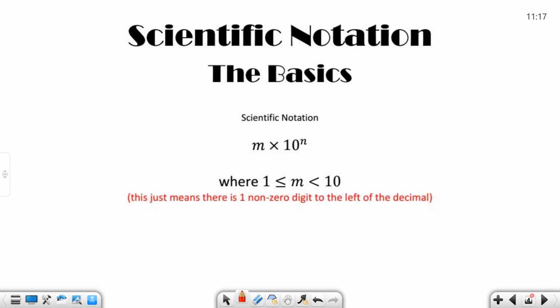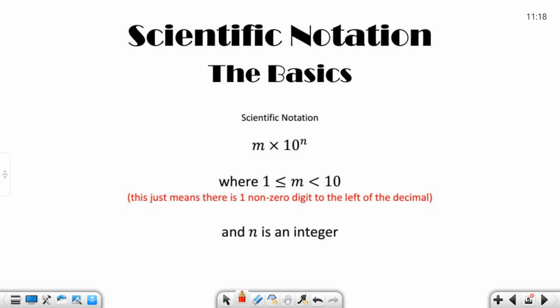Okay, this is just a fancy math way for saying there's one non-zero digit to the left of the decimal. So before the decimal, like 1.3, 6.57, 8.06324, there's one non-zero digit to the left of the decimal. And I should say just one digit that's not zero. 10 would be one non-zero. You have a 1 and a 0, but it's one digit, and it's to the left, and it's not a 0.